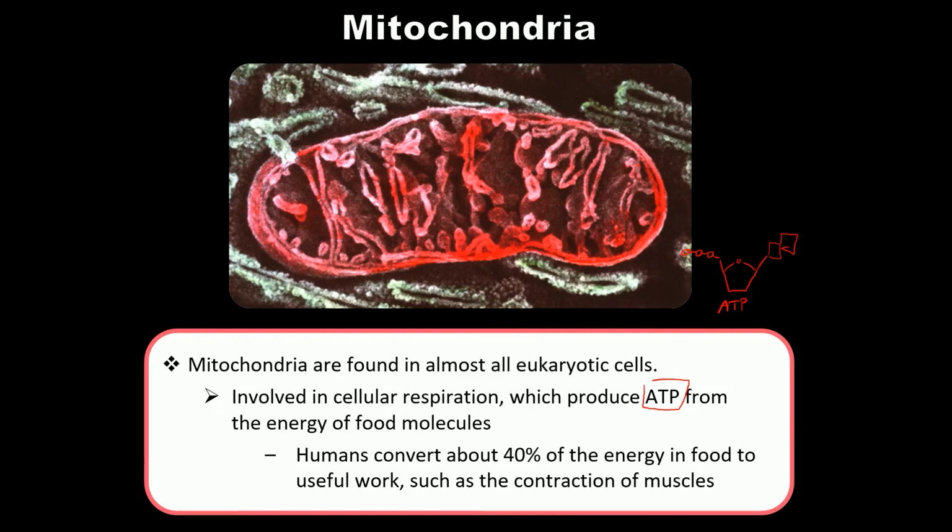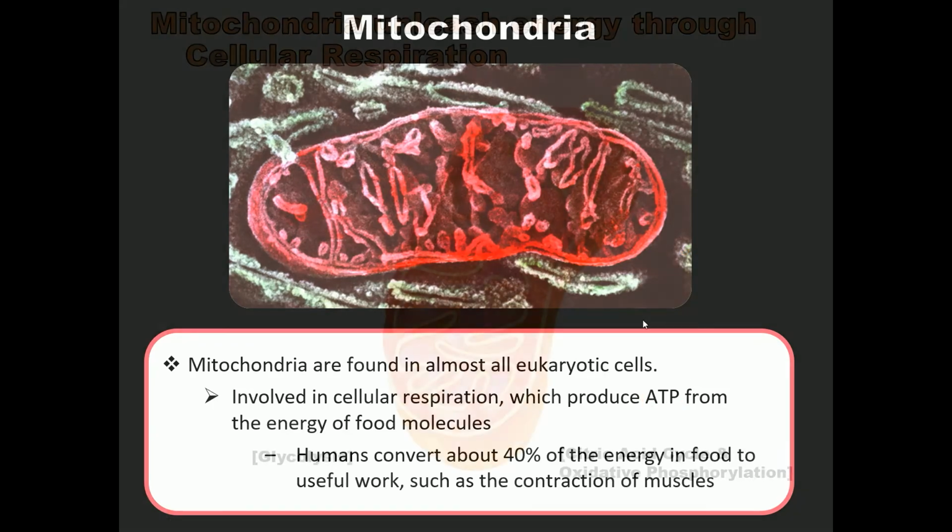It might be helpful as a kind of mnemonic for remembering what the mitochondria does, but what you want to remember is that the mitochondria is involved with aerobic cellular respiration, which is the process by which the cell is going to use oxygen to break down sugars and produce ATP. And in so doing, about 40% of the energy in our food can be converted into energy of useful work, such as the contraction of muscles from moving around and swinging a hammer and raising a barn or whatever other kind of work you have to do.